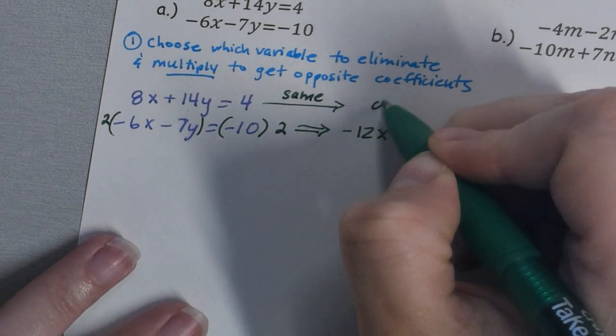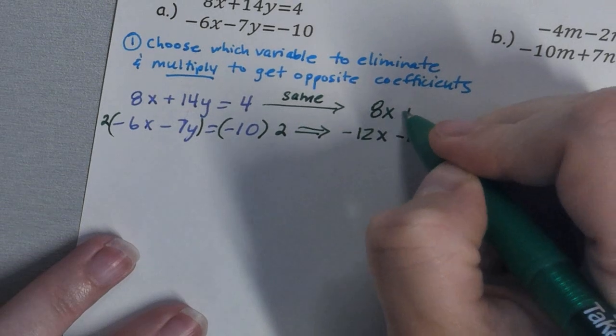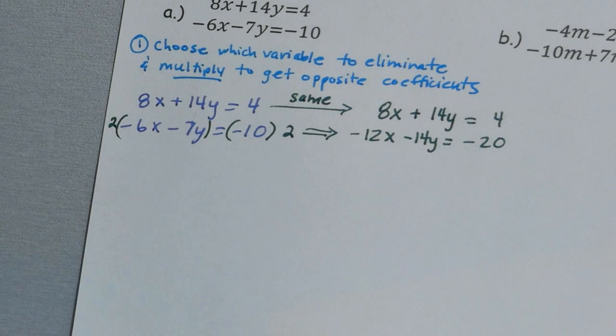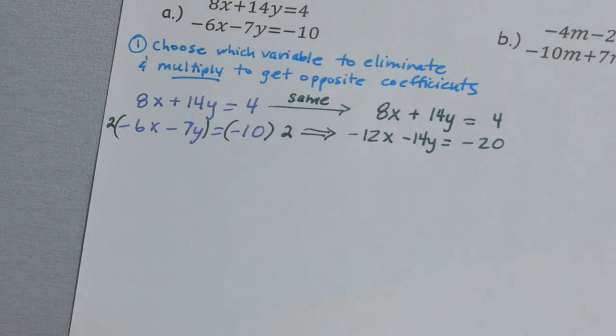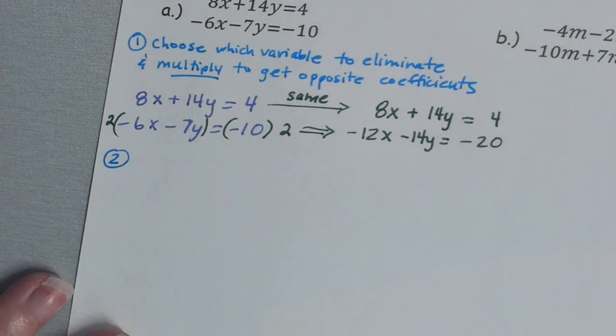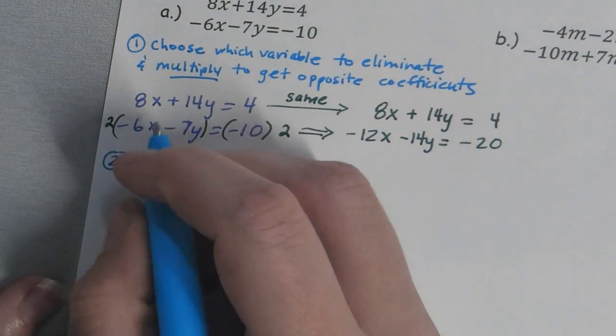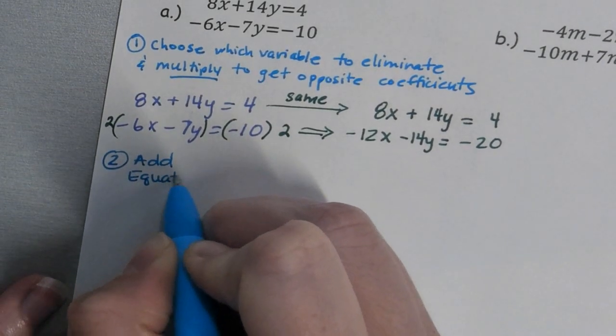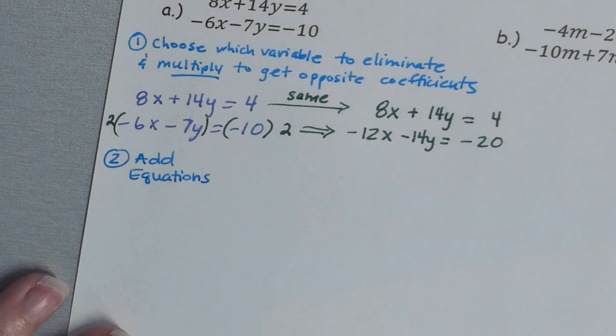I'm just going to move it over so that when I do my next step, everything is lined up really nicely. Do you remember what the next step is from Algebra 1? What do you do with the equations once you get the opposites? What do you do to the two equations now that you have opposites? You're going to add them together. So we're going to add the equations. That's step 2, add the equations.